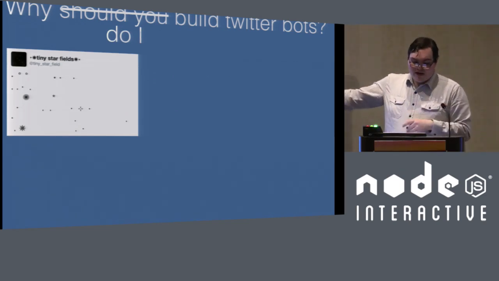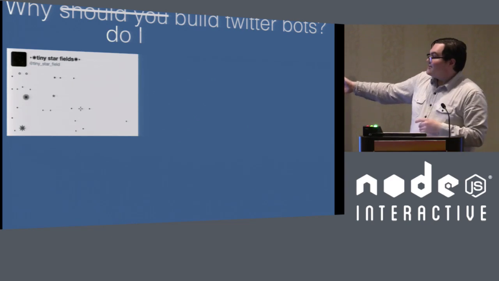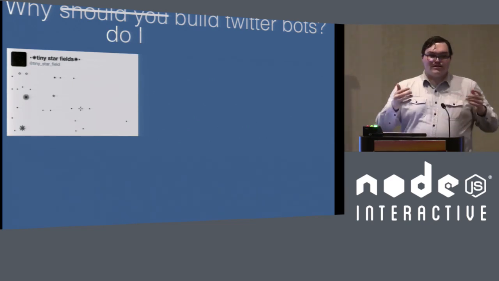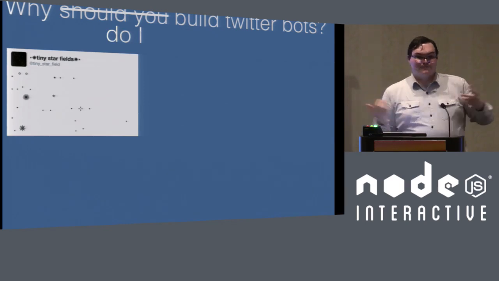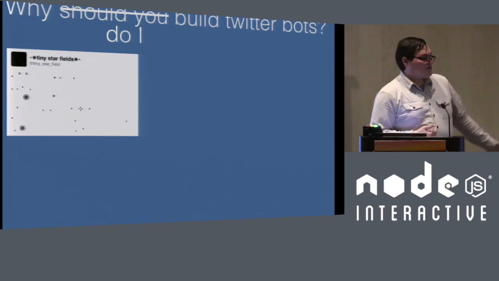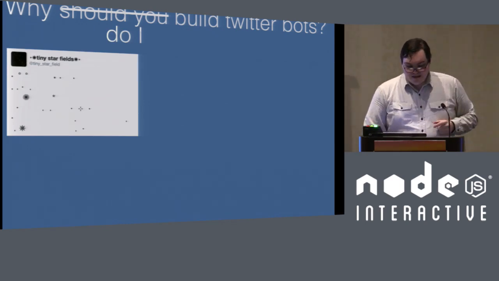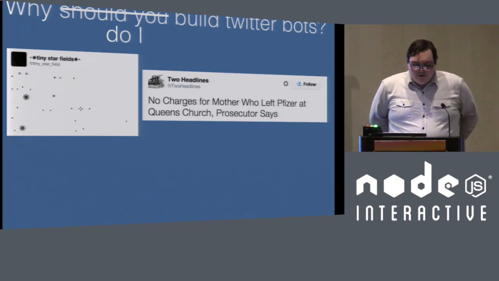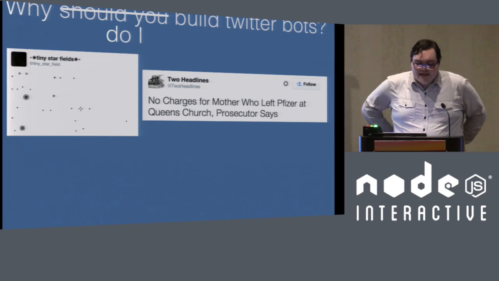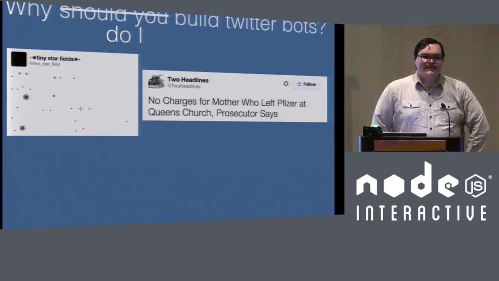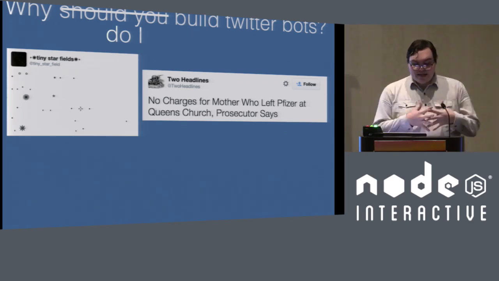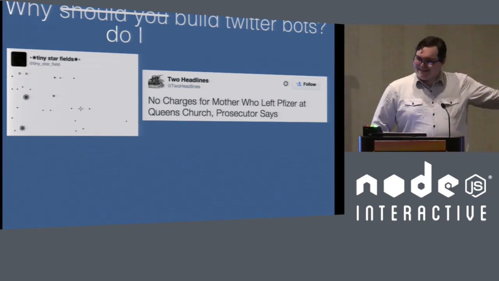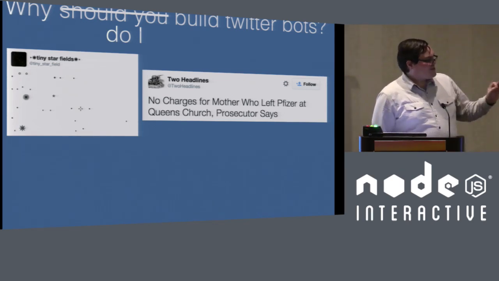So this is one of my favorite bots. This is Tiny Starfields. At regular to random intervals, it publishes starfields that it makes from characters in the Unicode character set. That's really great. The kind of grandfather of the Twitter bot movement, Darius Kazemi, has a bot he calls Two Headlines, where it takes two news headlines and mashes them together. And some of them are just kind of hilarious. I definitely encourage you to follow this.